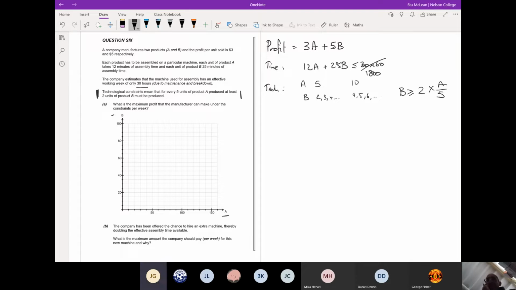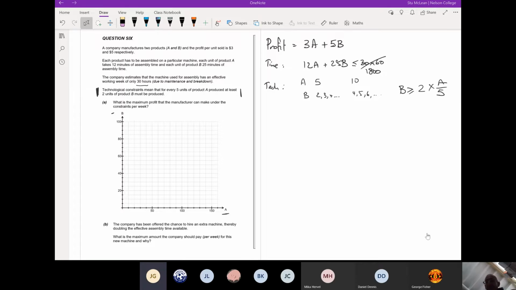If you're typing in the chat, unfortunately, I can't read it at the moment. Oh, yes, I can. Can I flick out of sharing? Oh, now I've gone and messed it up.